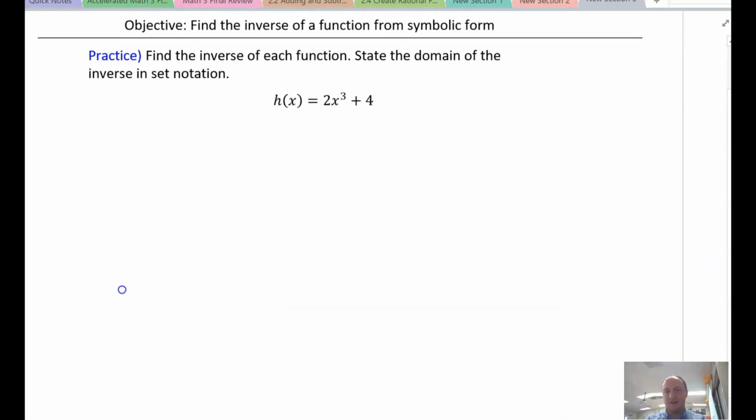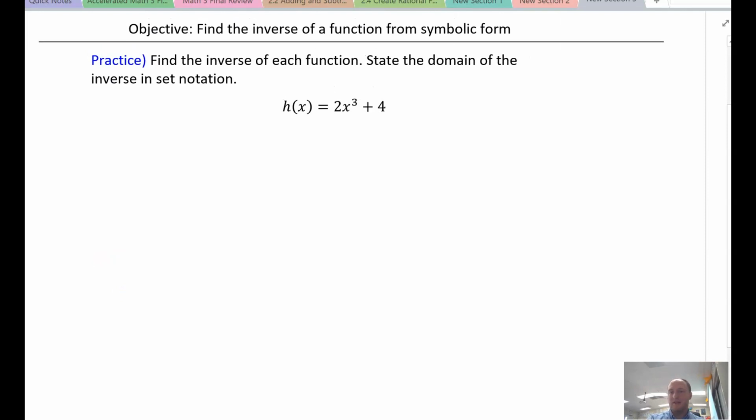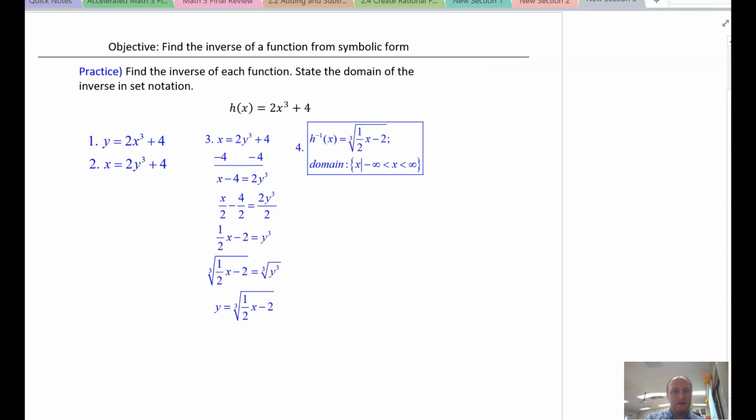And here is the last practice one. 2x cubed plus 4. And here's our solutions.